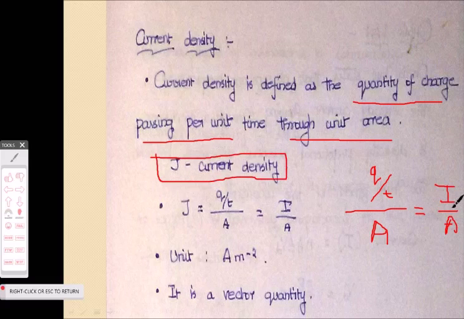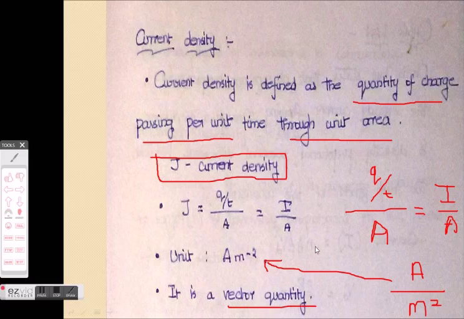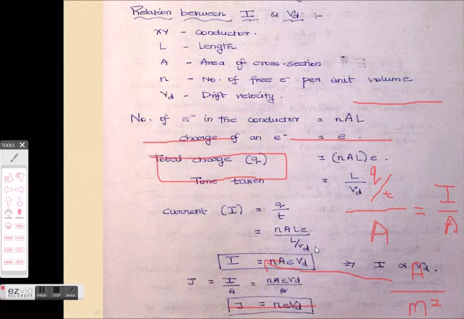Then what is the unit for current density? For current it is ampere. For area it is meter squared. So this will become A m power minus 2. It is a vector quantity. See, current is a scalar quantity, while current density is a vector quantity.